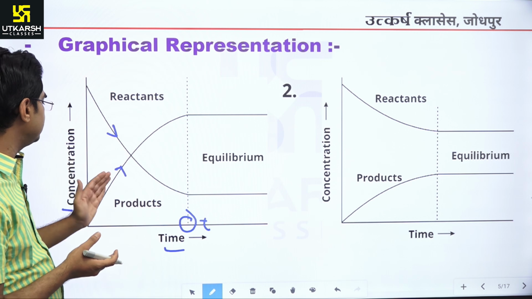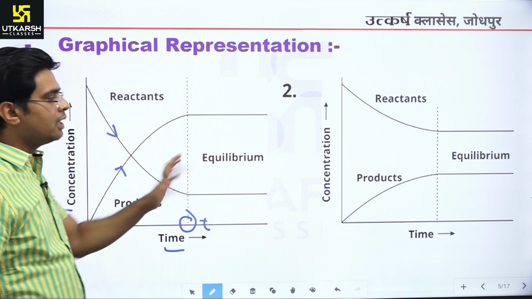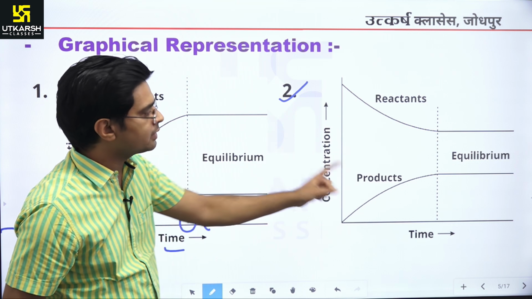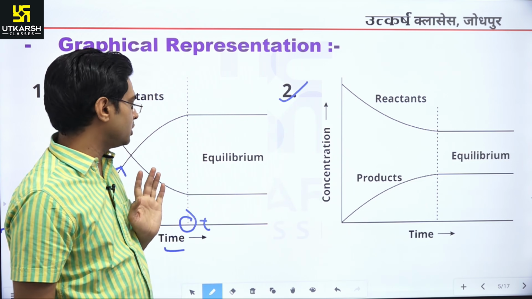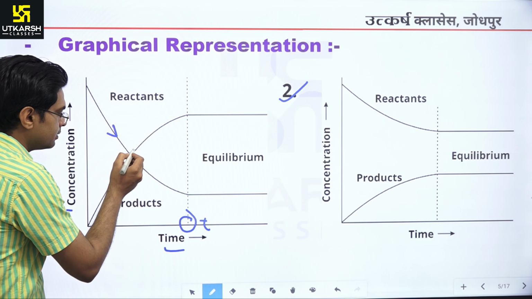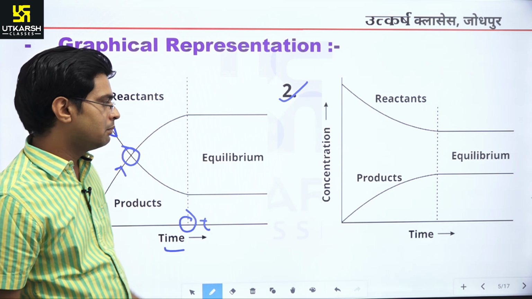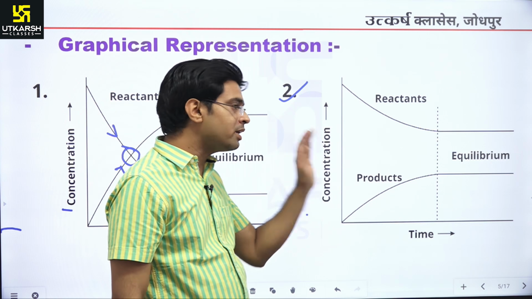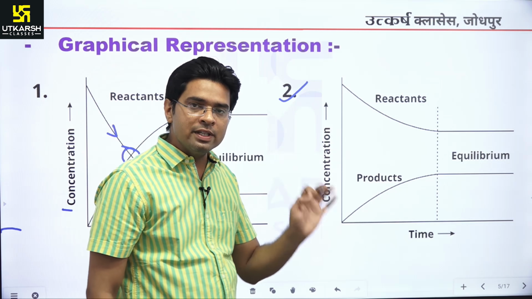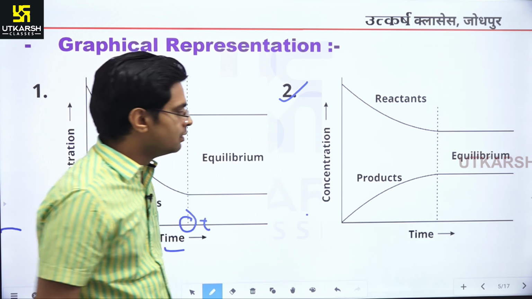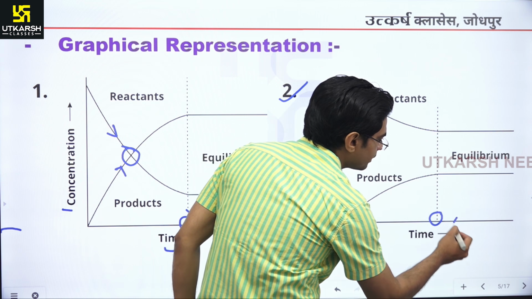So how to represent a concentration time plot? Now we are moving towards the second one. It is also a plot between concentration and time, but one difference we observe. At this point the concentration of reactant is equal to the concentration of product. But in this plot we are not having any such point in which the concentration of reactant is equal to the product, but still we are having this point T.